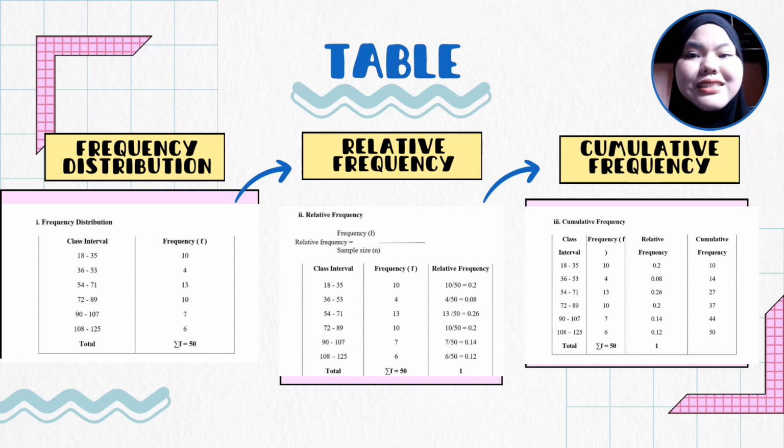Last but not least is cumulative frequency. The cumulative frequency is the frequency of the class added to the frequencies of all previous classes. The cumulative frequency of the last class is equal to the sample size n.